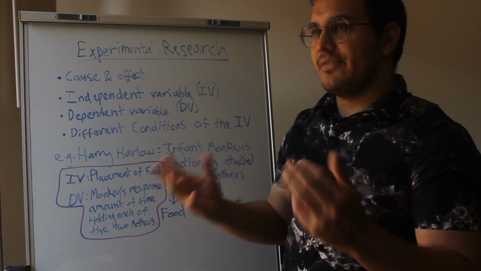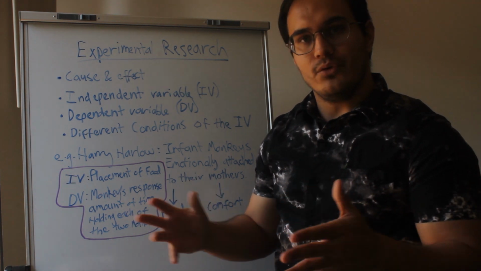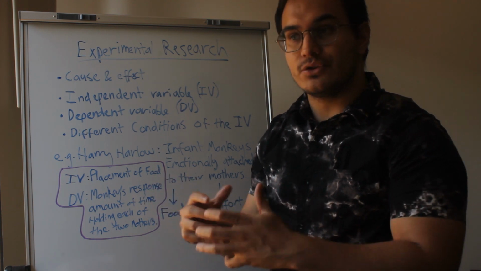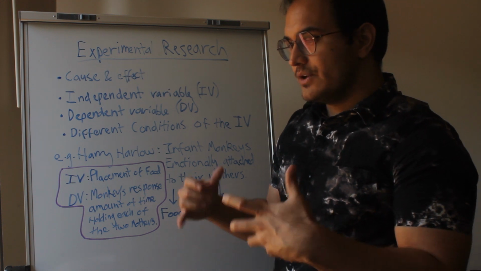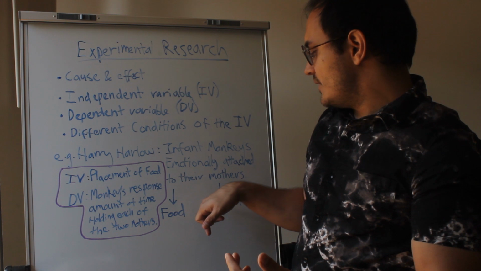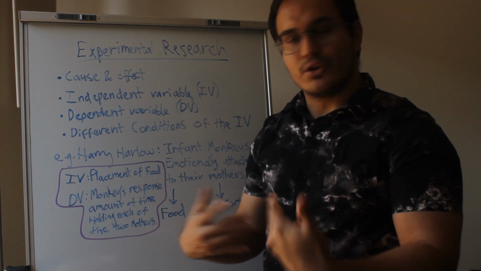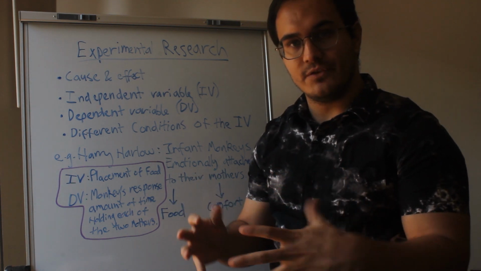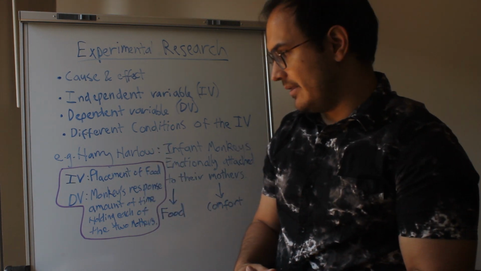And basically what they found is that it didn't really matter where they put the food, because the monkeys showed a clear preference for clinging onto the cloth mother, the more comfortable mother. So that shows that they have a preference for comfort. So then we can conclude that the infant monkeys are emotionally attached to their mothers because they desire that warmth and comfort from their mother.